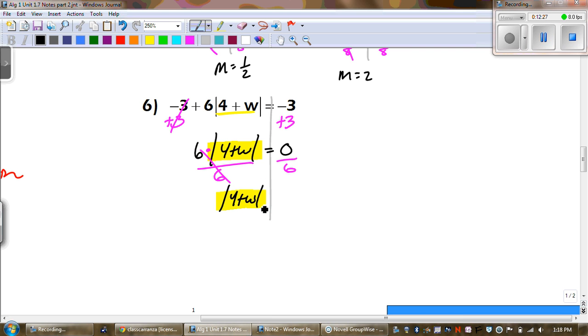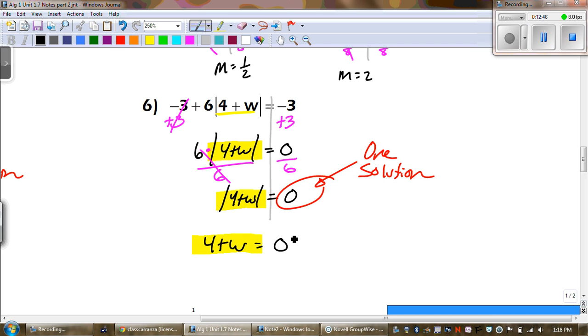4 plus w equals 0 divided by 6 is 0. Okay? Since it's 0, we're only going to have one solution. Okay? You might be able to do this in your heads. 4 plus w equals 0.